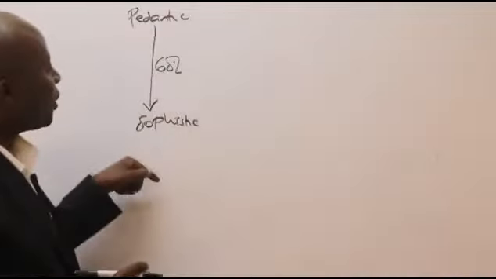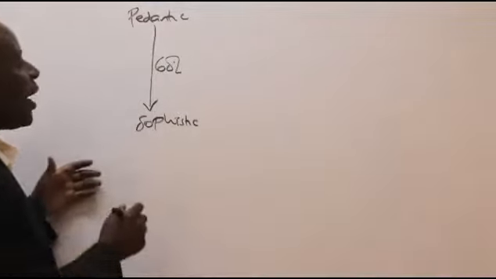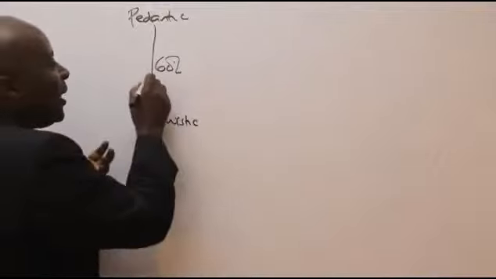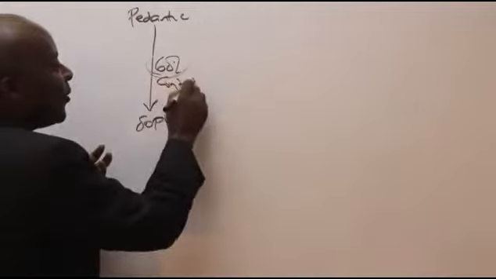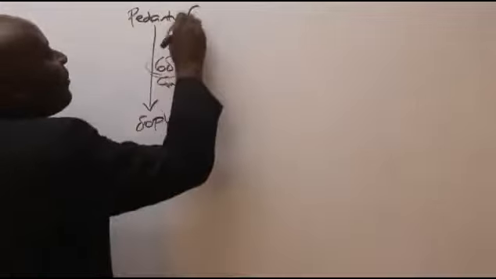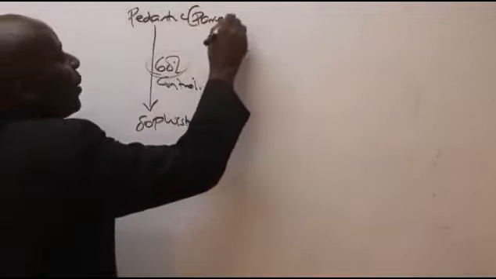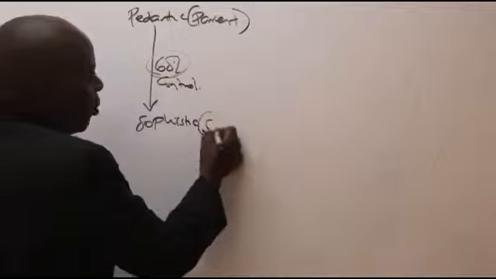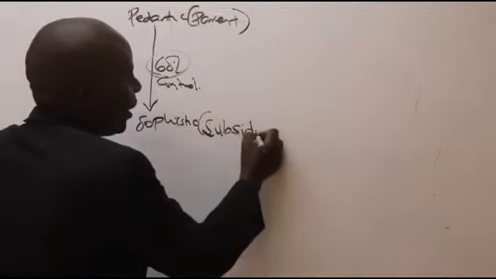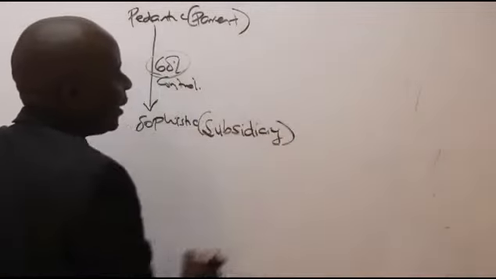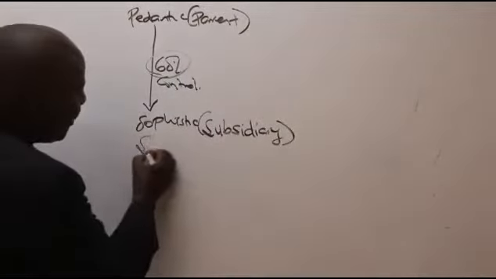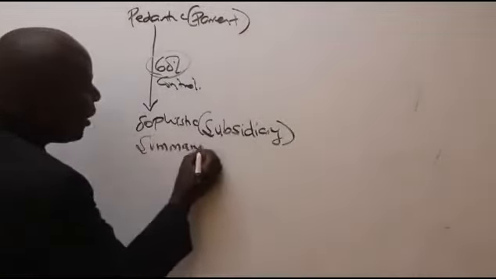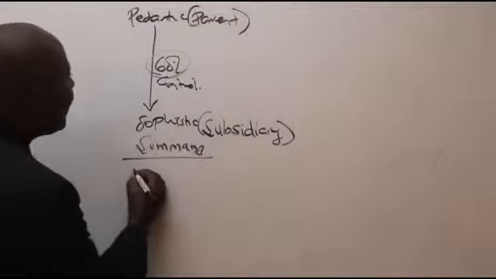Here we have acquired 60%. 60% is too high. So automatically, ladies and gentlemen, this means what here? That there is control, meaning that Pedantic will be called a parent company and Sophistic will be called a subsidiary. So in summary, in my group structure, we are saying something very important here.